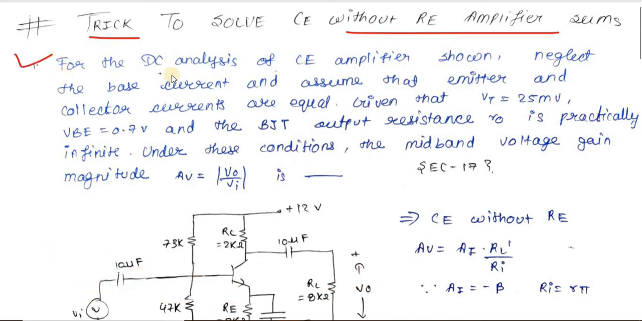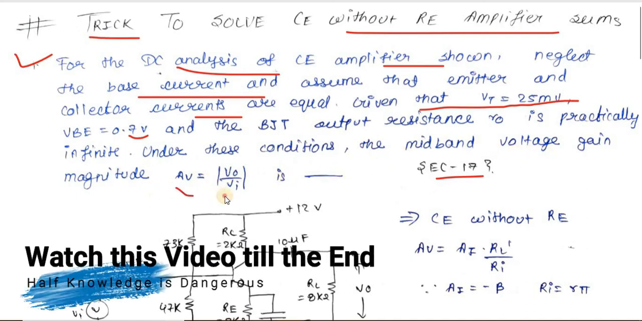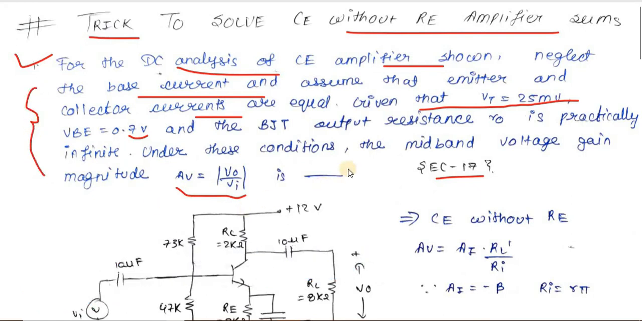So the first question you can see, this is of EC 2017, and the question is: for the DC analysis of CE amplifier shown, neglect the base current and assume that emitter and collector currents are equal. Given that Vt is equal to 25 millivolt, Vbe is given, BJT output resistance Ro is practically infinite. Under this condition, the mid-band voltage gain magnitude AV is? Most of the sums which you will see in the GATE exam are about this mid-band voltage gain only. The circuit is given here and you have to find out this AV.